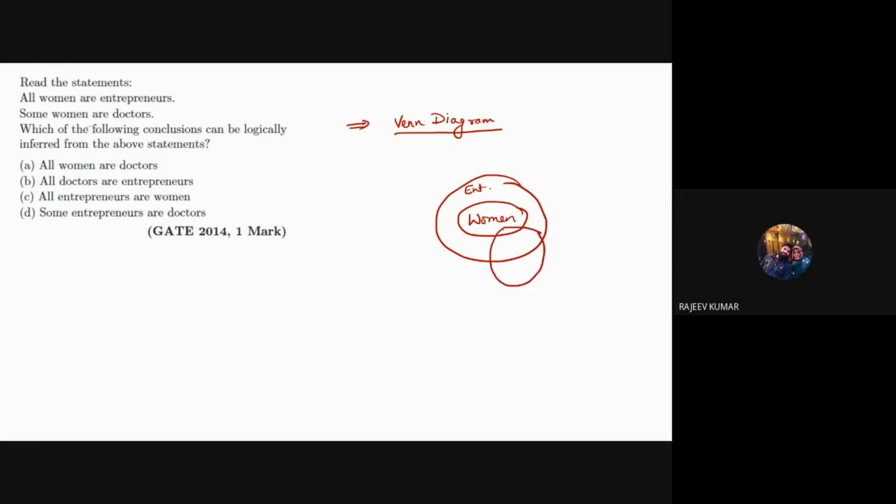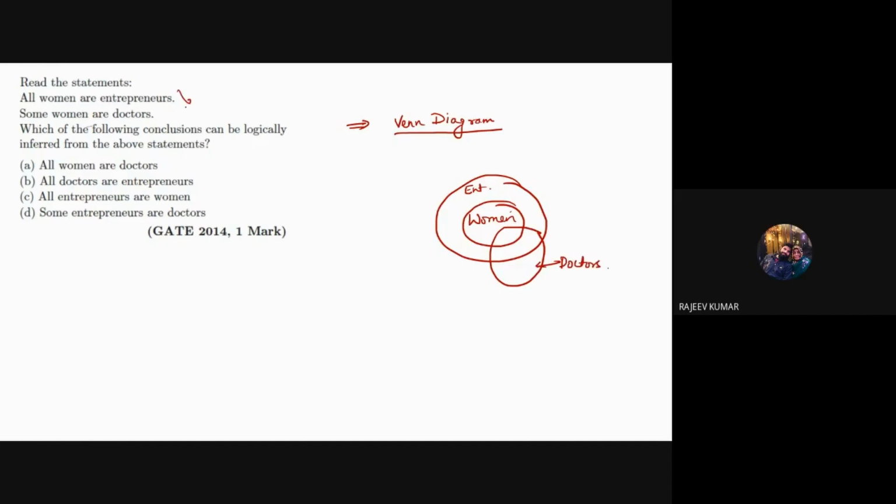Okay, some women are doctors, that is clarified over here. And the remaining women are not doctors. They can be entrepreneurs, they cannot be entrepreneurs as well. So this is how you have to understand this one. So this will become doctor.